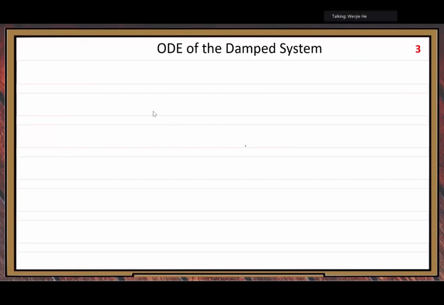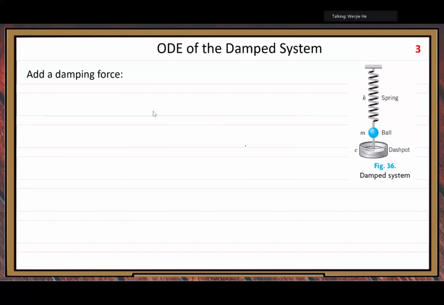Then next we study the damped system. So this time we need to add another force, from the damping part. You can see we add some extra, because here we do modeling, simulation, right? So this small device we use to simulate the damping part. Then we need to modify our previous system by adding a damping force.